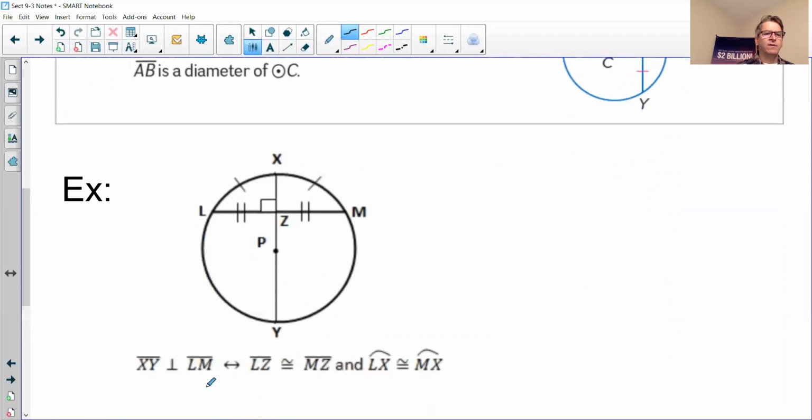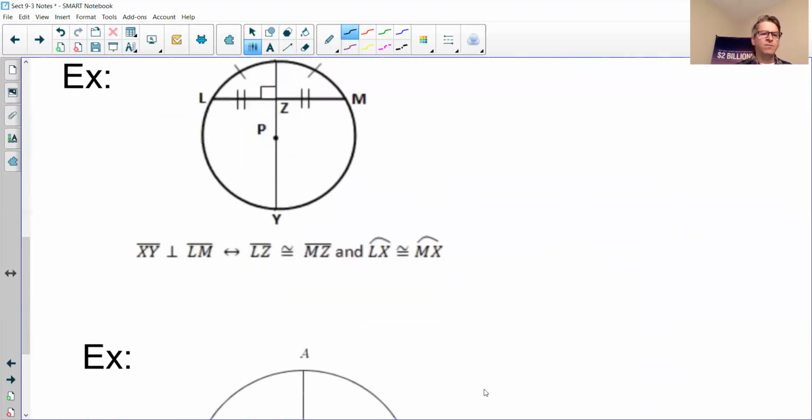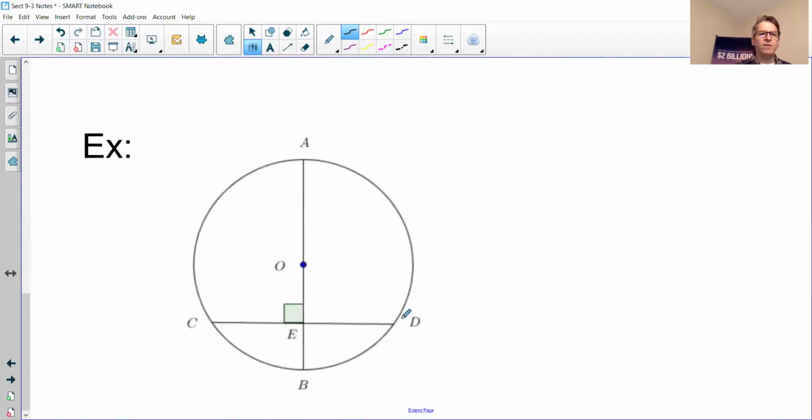In this case, you have XY is perpendicular to LM. Then you can conclude that LZ is congruent to MZ, and that arc LX is congruent to MX. It just reiterates both those theorems up there. Same on this bottom note: this diameter is running through here, we've got a perpendicular, this is equal to this, and this arc is congruent to this arc.